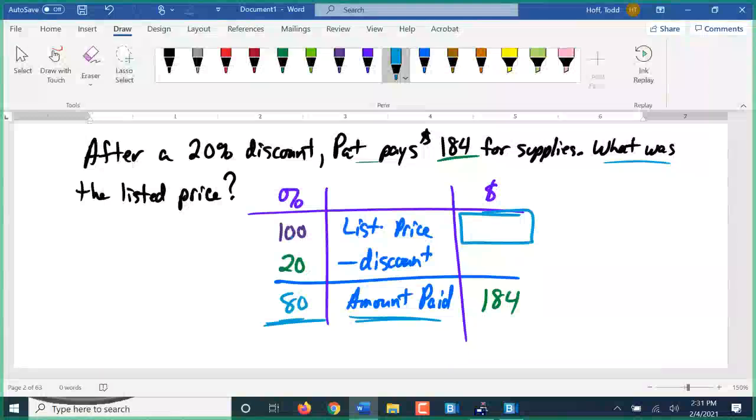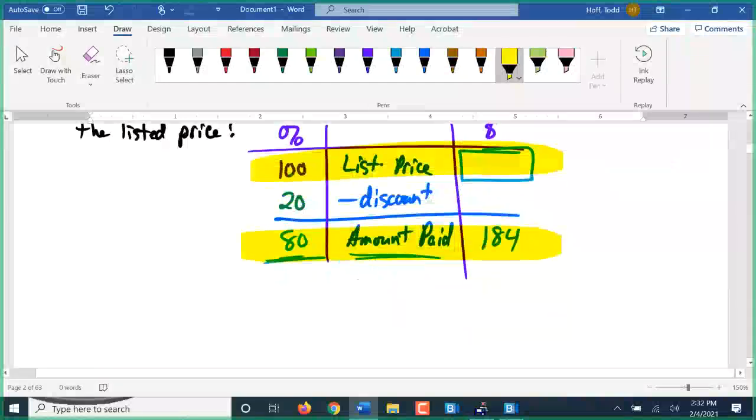So what we put in our proportion has to line up in this table. We need two rows of this table. One row will be the row that has both numbers, the percent and the dollar amount. In this case, that's the amount paid. The other row will be the item that has what we're looking for. That's the list price. It doesn't matter which one goes on top or bottom in our proportion. I'm just going to write them as they look here.